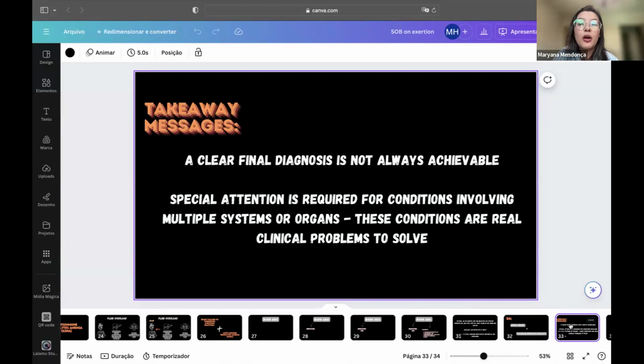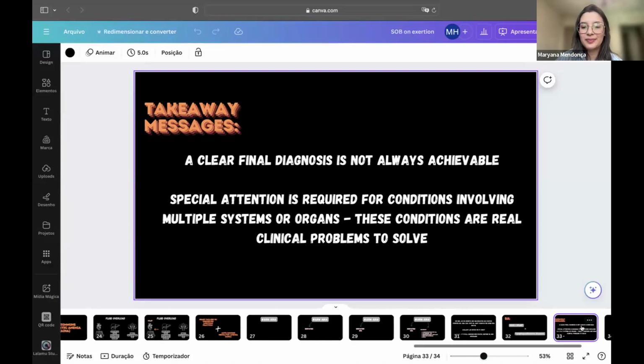So why I wanted to bring up this case is just to tell you guys that a clear final diagnosis is not always achievable, but it's very, very important to think about everything systematically, because in this thinking process, in the diagnostic process, you can find conditions that you can treat and that can make the patient feel better. So that's the importance of thinking critically and thinking systematically. And also special attention is required for conditions involving multiple systems or organs. These conditions are real clinical problems to be solved, and that's why I wanted to bring this case. I thought it would fit really well with the VMR recap and also with the CP solvers.